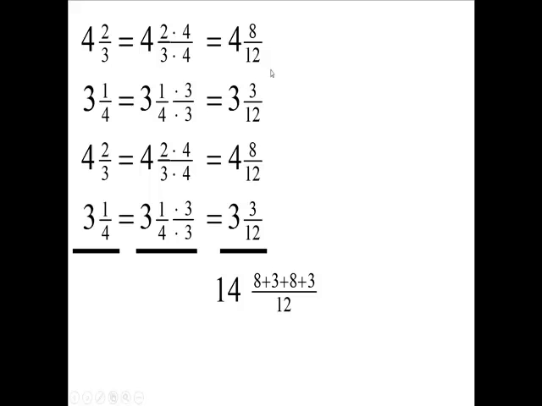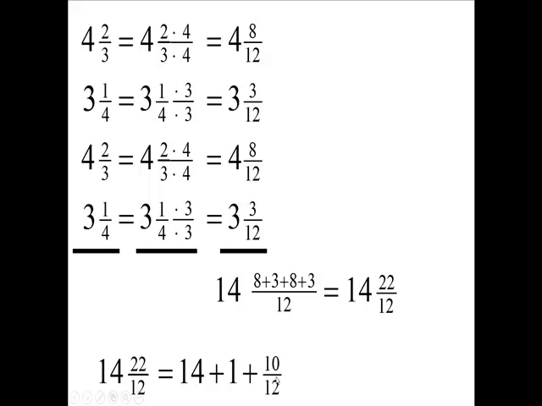And then I'm going to add the 8, the 3, the 8, and the 3 together. Add these numerators. So we'll have our 14, and then 8 plus 3 is 11, plus 8 is 19, plus 3 is 22. So we have 14 with 22 over 12, which is improper. Divide 22 by 12. It will go 1 time with 10 left over. So you have 10 over 12. And then you had 14 plus 1 is 15.